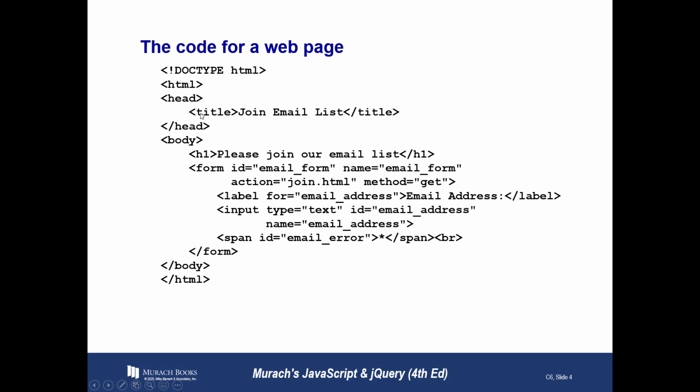That head child has a title child. That title child has text. The body has an H1 child and a form child. The H1 child has text. The form child has an ID, a name, and an action. Those are just attributes. But the form also has children. It has a label with some text, it has a text box, and it has a span.